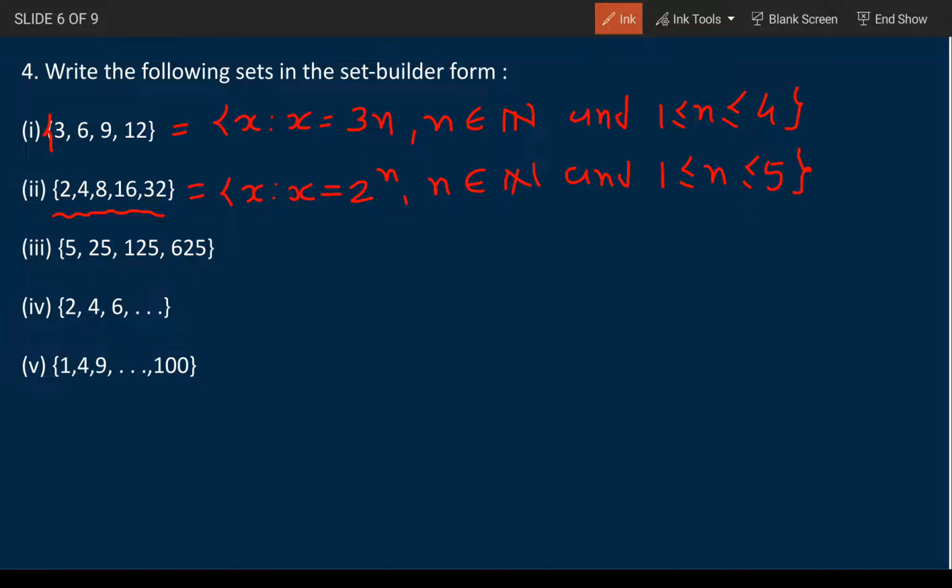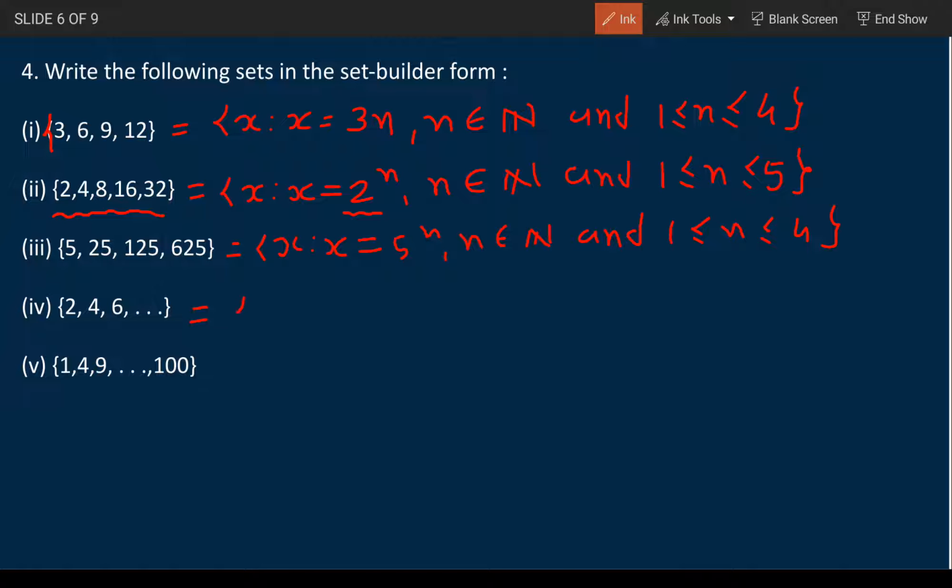Same again, 5, 25, 125, 625. x. Here we have an increase in 5 raised to n. So 5 raised to n, n belongs to capital N, and small n travels over which numbers? 1 less than or equal to n less than or equal to 4.